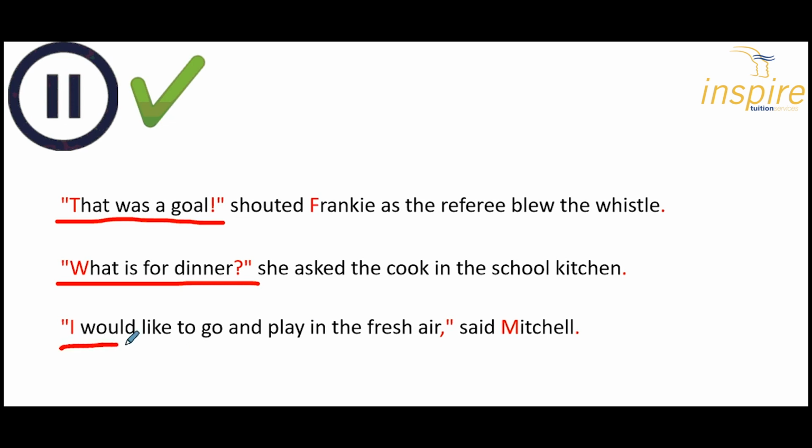In the final one, "I would like to go out and play in the fresh air" is the direct speech, so the inverted commas go around that. Capital letter for I at the beginning of the sentence, and this time we need a comma inside the inverted commas because the reporting clause goes afterwards. Don't forget the full stop at the end.